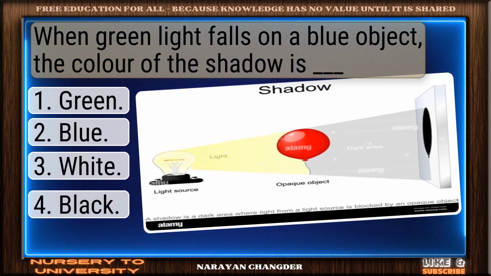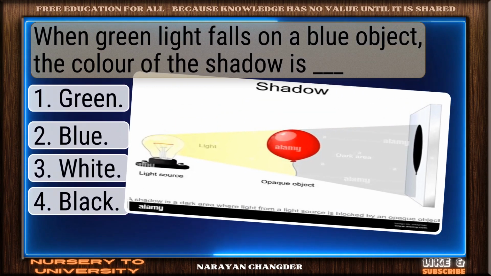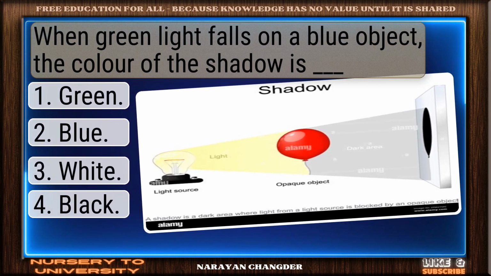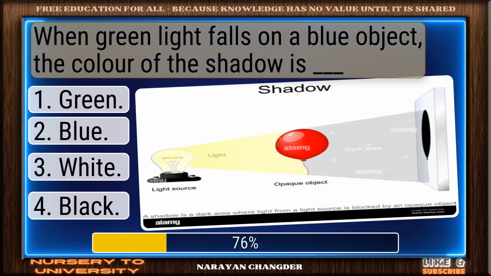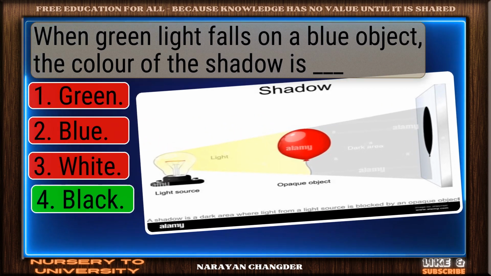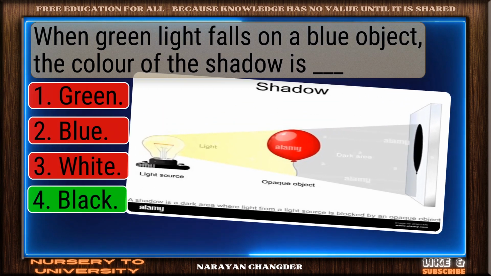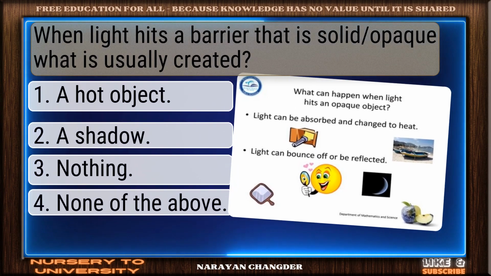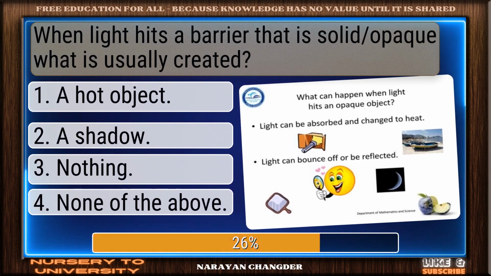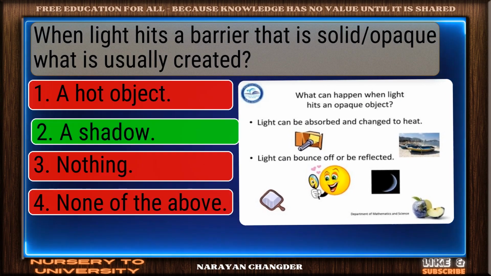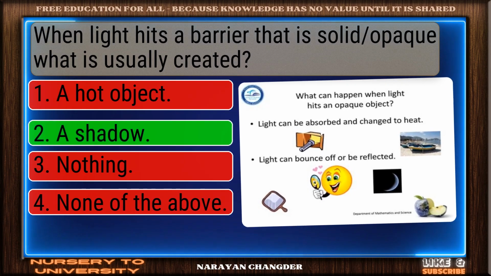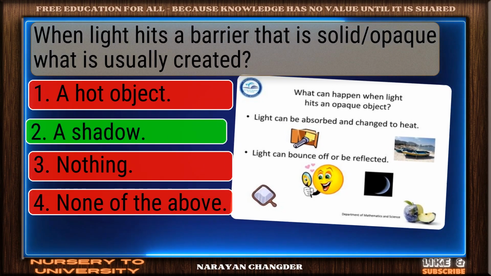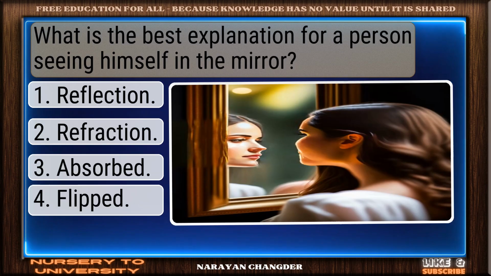When green light falls on a blue object, the color of the shadow is dash. Smart move. Black is an accurate answer. When light hits a barrier that is solid opaque, what is usually created? Correct response. A shadow is the most accurate answer.